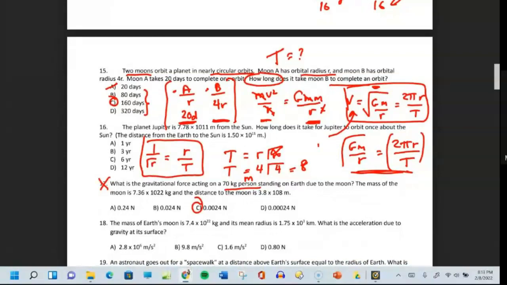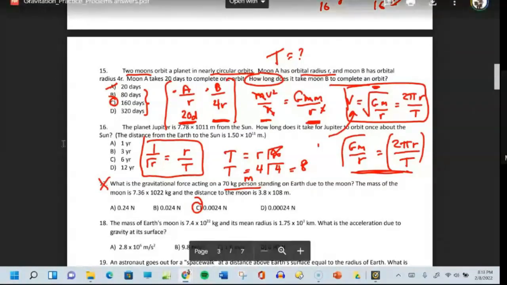So let's look at the solution. Right, the R's cancel out. Two moons in nearly circular orbits. Moon A has an orbital radius of r, Moon B has an orbital radius of 4r. How long? Okay. There's V equals radical GM over R.